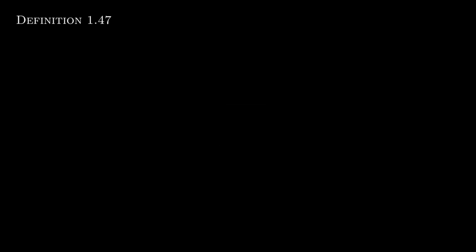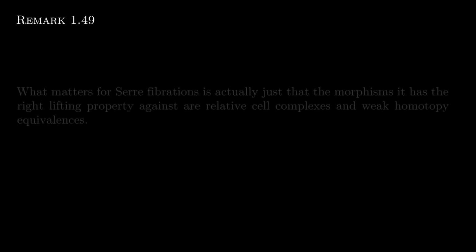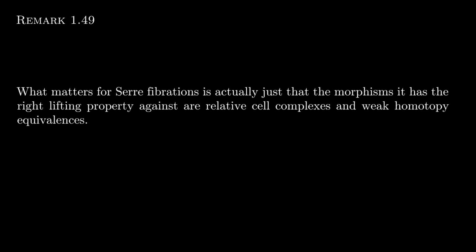So yeah, a Serre fibration is a J-tope injective morphism, i.e. a map that has the right lifting property against the class of generating acyclic cofibrations. Remember that we are trying to generalize topological homotopy theory. What we will show eventually is that the specific shape of Dn in Dn times I doesn't matter with respect to the properties of the Serre fibration that we are looking for. What really matters is that these maps that the Serre fibrations lift against are relative cell complexes and weak homotopy equivalences, which I think is pretty neat. Again, we will cover that later once we develop abstract homotopy theory.